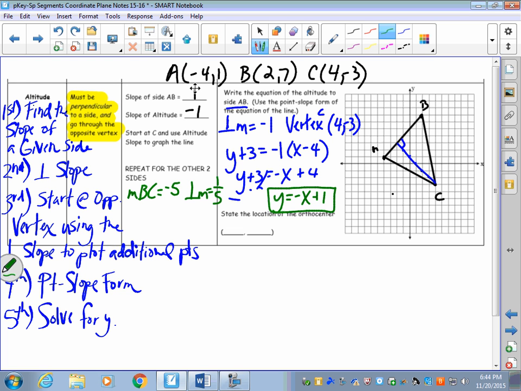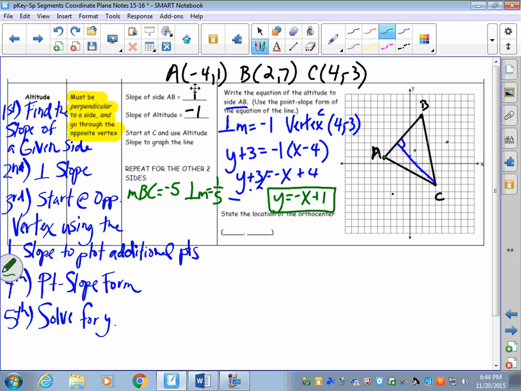And now I'm going to use that slope to graph the altitude. Now, since I'm doing the side BC, I've got to go to the vertex opposite that. And that is my A, which I erased by accident. Apologize. And we're going to start at A, and we're going to use the slope of 1/5. So I'm going to go up 1 to the right 5. And I want to do that until I hit the side BC or intersect it.